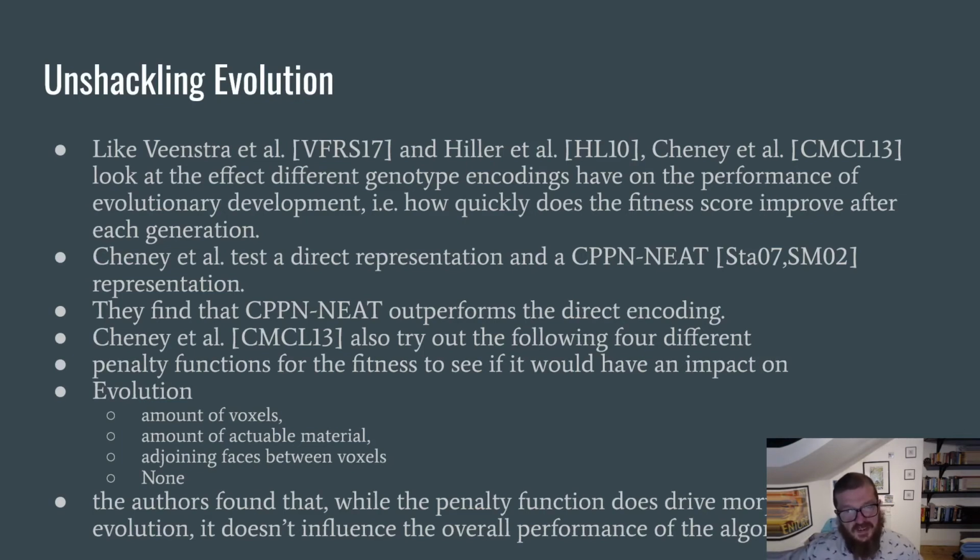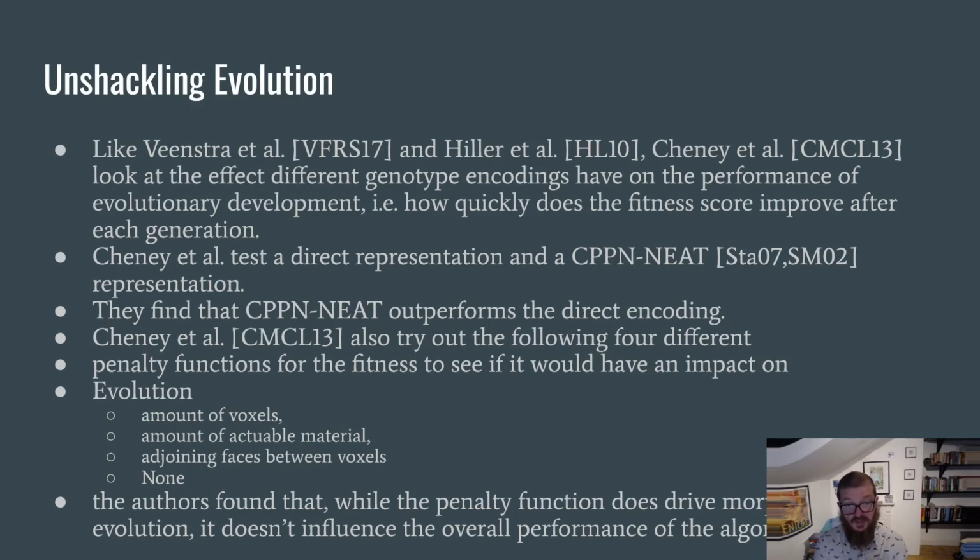As future work, Cini et al. also suggest trying out the HyperNEAT algorithm, as it has shown itself to be useful for evolving ANN-based behavior controllers for robots. Cini et al. also try out the following four different penalty functions for the fitness function to see if it would have an impact on evolution: amount of voxels, amount of actuable material, adjoining faces between voxels, and no penalty function. Generally, the authors found that while the penalty function does drive morphological evolution, it doesn't influence the overall performance of the algorithm.